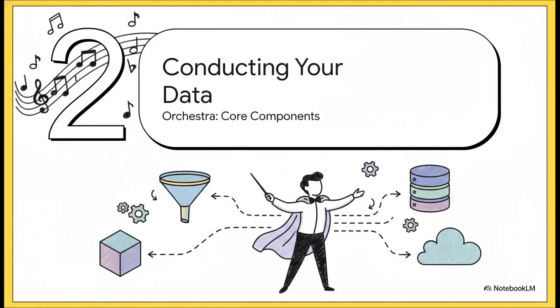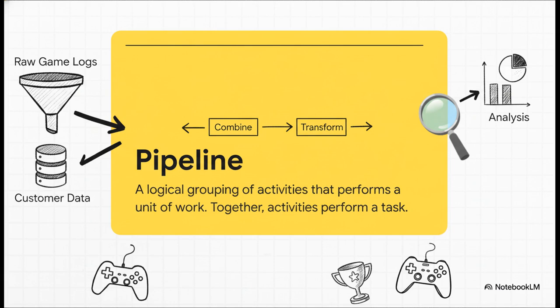Okay, and this is exactly where Azure Data Factory comes into the picture. The best way to think about it is as the conductor of your data orchestra. It's the one telling each piece of data where to go and what to do. So let's break down how it actually works. First up, you've got the pipeline. This is your top-level container, the master plan that performs a complete task from start to finish. So for our gaming company, a pipeline might be ingest all the raw game logs, combine them with the customer data, and then transform everything for analysis.